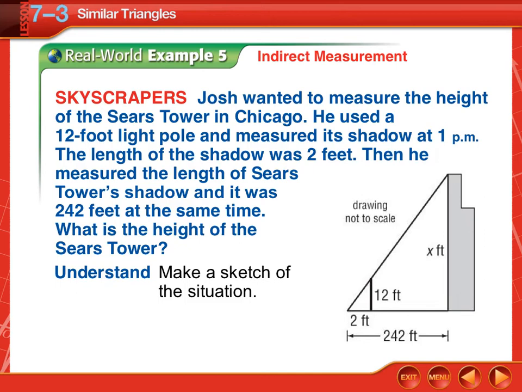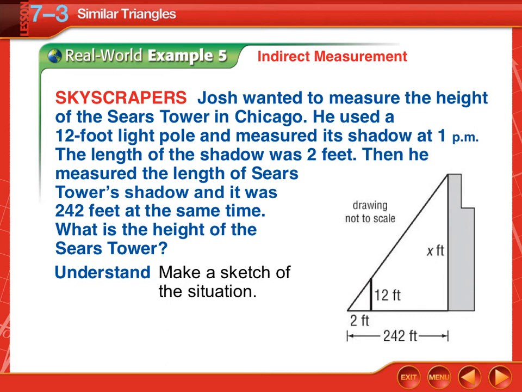All right, now we have something that's called indirect measurement. We're actually going to be doing this outside when it gets a little bit nicer. We're going to be using shadows as well as mirrors, and we're going to be doing this using similar triangles like this problem is setting up, but we're also going to be applying trigonometry eventually to the same types of problems and comparing the data.